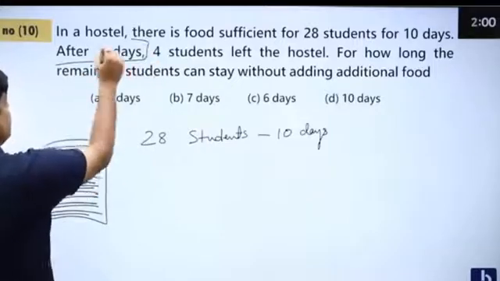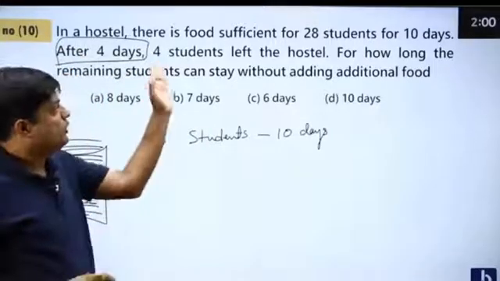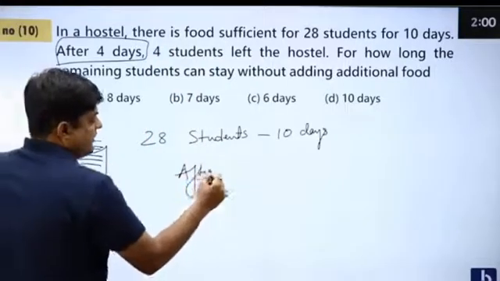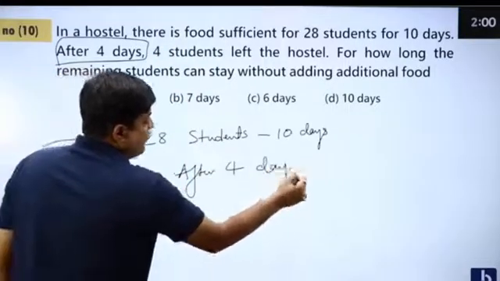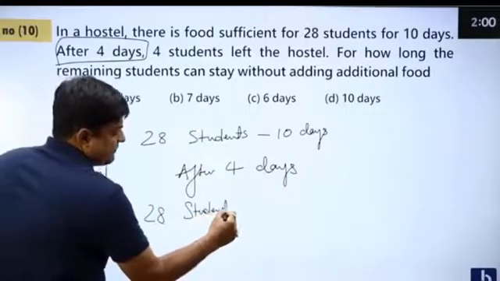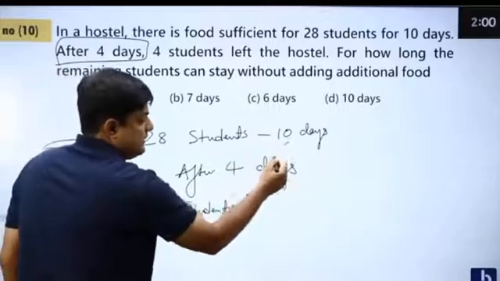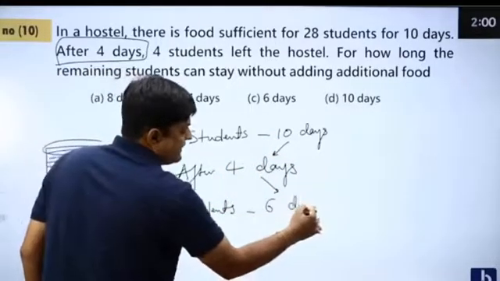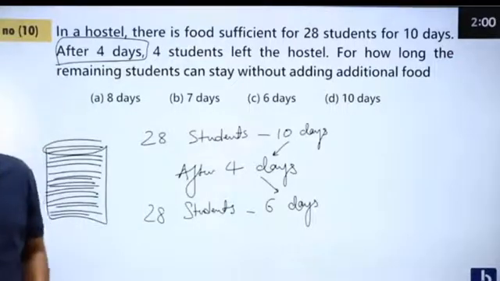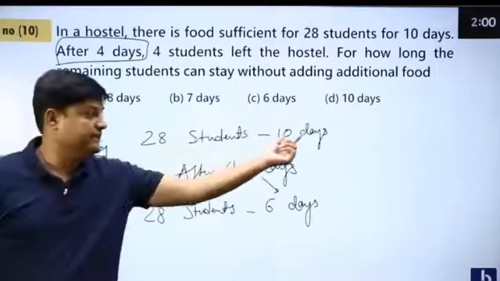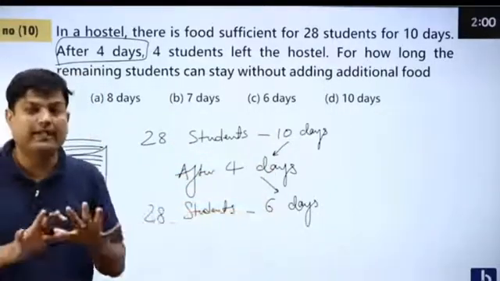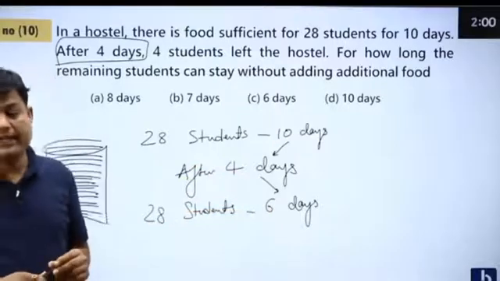After 4 days, stop. Don't read what is happening after 4 days. After 4 days, you write down here. After 4 days, you tell me what is the status now. Same 28 students can eat for how many more days? Tell me, how many more days? 6 days. Are you understanding, everybody? 28 students can eat for 10 days, but after 4 days, same 28 students can eat for 6 days. This is a very common kind of knowledge. Are you understanding, everybody? Yes or no?